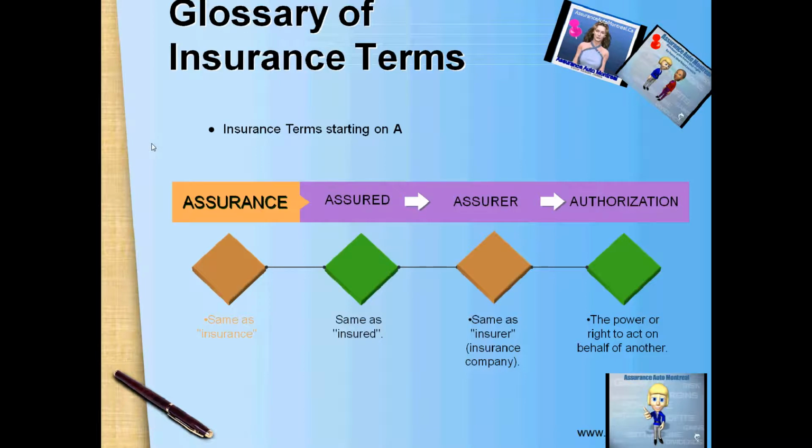Assurance. Same as insurance. Assured. Same as insured. Assurer. Same as insurer, insurance company. Authorization. The power or right to act on behalf of another.